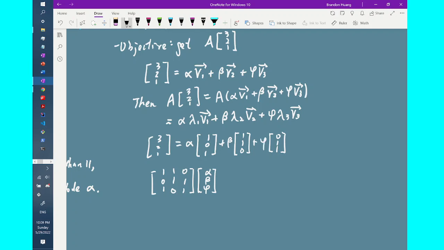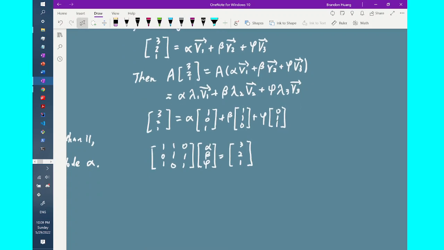Let me write this clearer. This is equal to (3, 2, 1). And then we can try to solve this system to actually get what values alpha, beta, and gamma should be. Or the other one is that we mental math this out again.